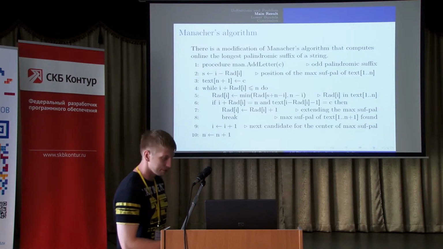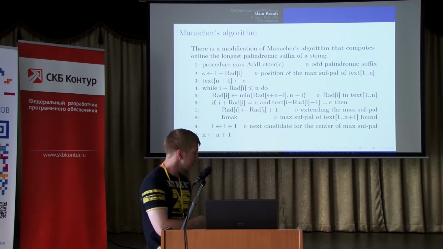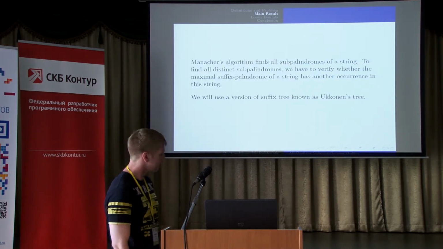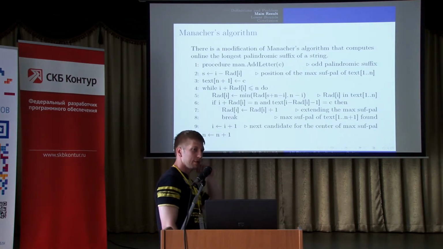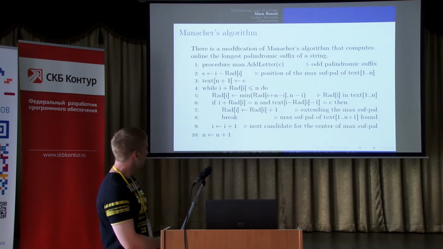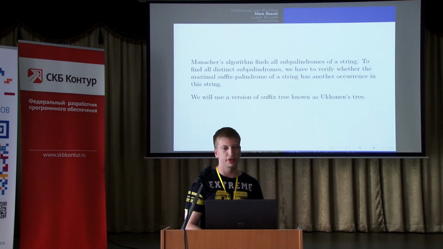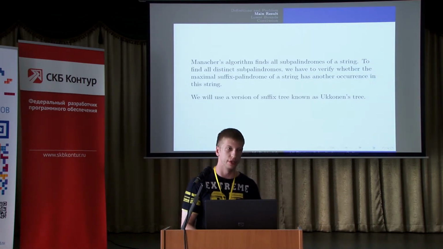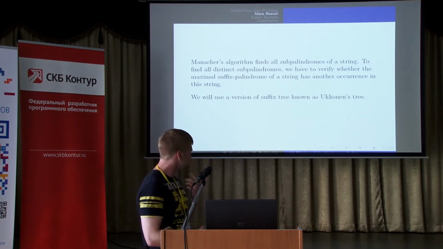There is an even version of the algorithm too; this is the odd one. Manacher's algorithm is precisely a linear time algorithm. It doesn't depend on the size of the alphabet. So Manacher's algorithm finds all subpalindromes of a string, but we have to verify whether the maximal suffix palindrome of a string has another occurrence in the string. We will use a version of the suffix tree known as Ukkonen's tree.